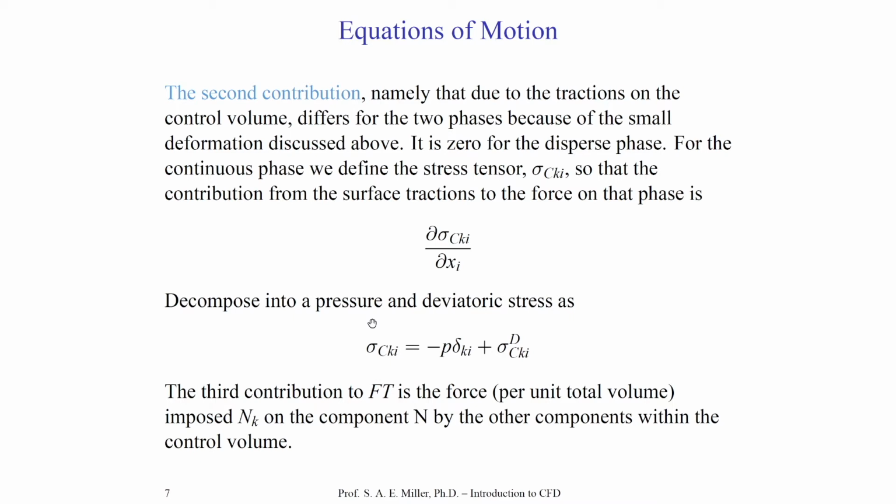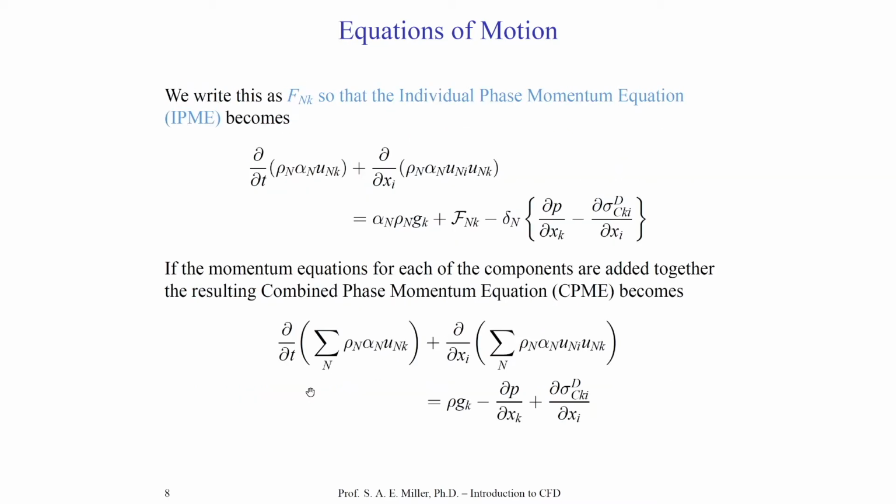The third contribution of the forces is simply the force per unit volume imposed by N_k on other components of K. So we can rewrite a new force term to be balanced by the left-hand side on the individual phase momentum force equation. So now we can introduce what we call the individual phase momentum equation, IPME. If the momentum equations for each of the components are added together, the resulting combined phase momentum equation will become this one, which I've written on the bottom of slide 8.